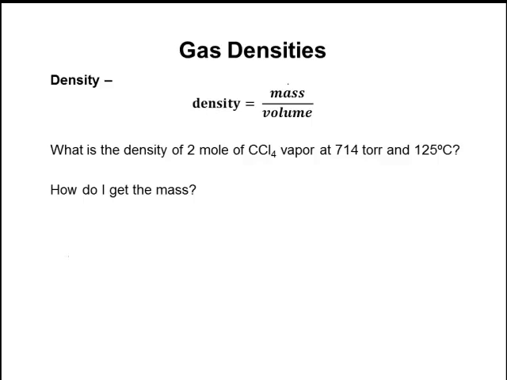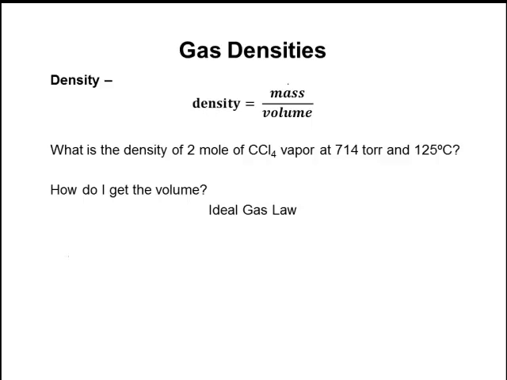Well, how do I get the mass? All I have to do is a molar mass conversion. So I know my mass is going to be 307.62 grams of carbon tetrachloride. Why? Because I have 2 moles of carbon tetrachloride. So 2 moles times its molar mass gives me that 307.62 grams. So what do I need to know next? Well, I need to figure out the volume. How am I going to get the volume? Well, that's using the ideal gas law, the ideal gas equation.